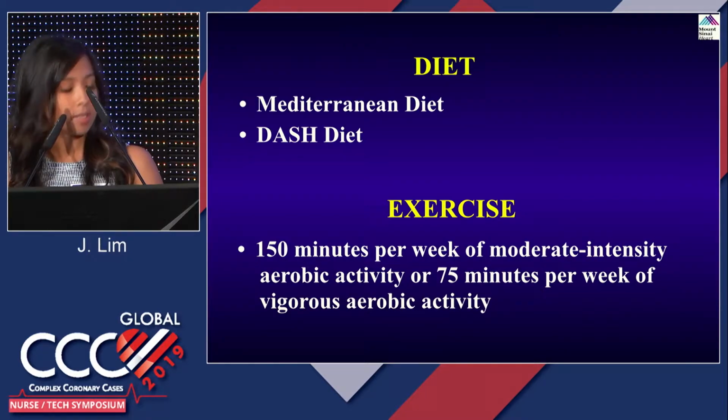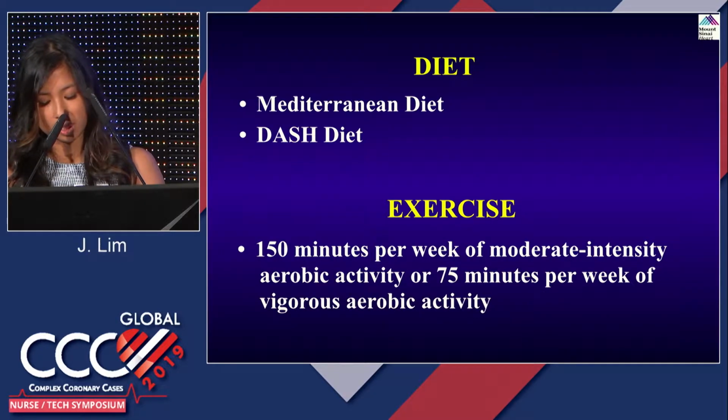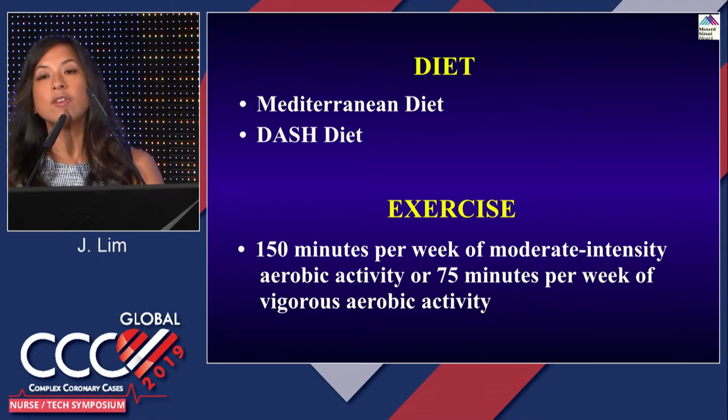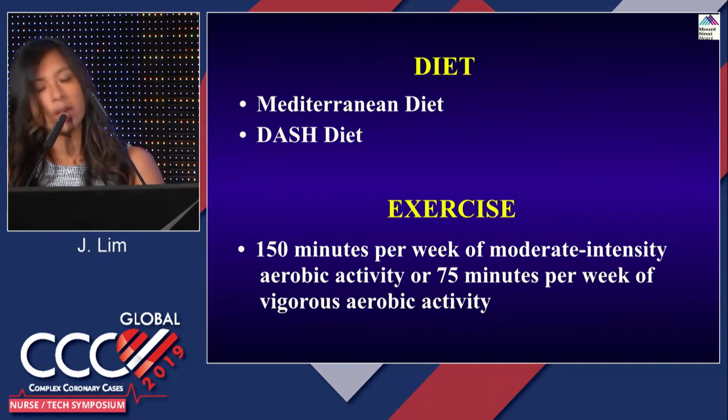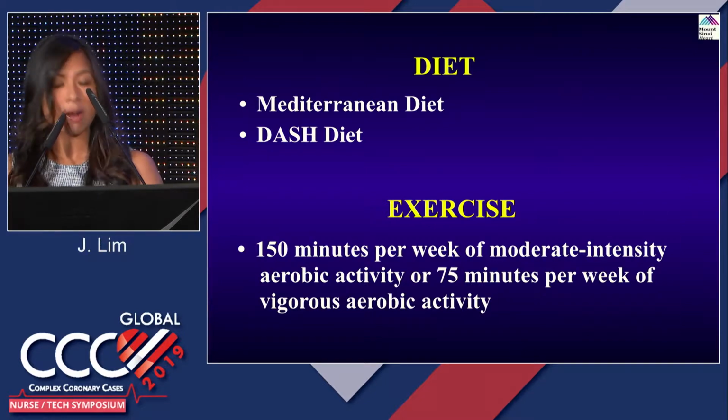And in terms of exercise, the American Heart Association recommends at least 150 minutes per week of moderate intensity aerobic activity or 75 minutes per week of vigorous aerobic activity or a combination of both, preferably spread out throughout the week.